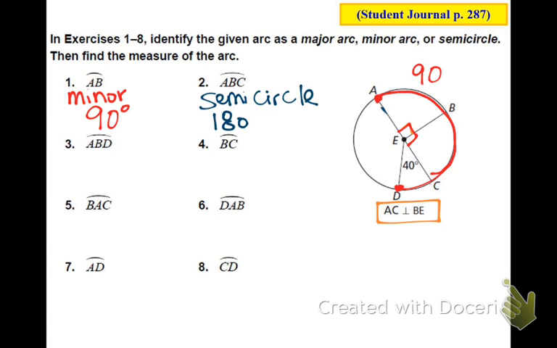So we have 90 degrees. BC, what is that chunk? 90. So we have 90 and 90. The central angle of DC is 40, so that means the arc of DC is also 40. So add all three of them up. What do we get? 220. Which makes it what kind? Major arc.